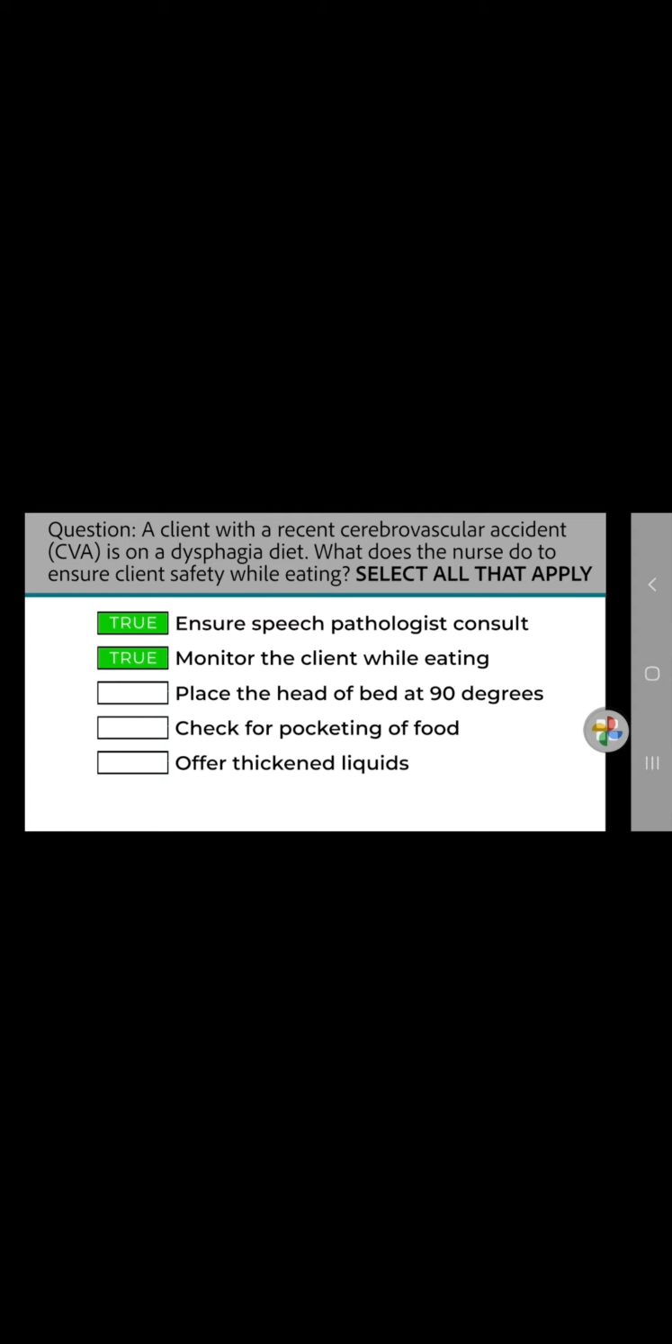Does the nurse place the head of the bed at 90 degrees? This is true. For the client with dysphagia, the safest sitting position is straight up. So unless there's contraindications, they should be straight as possible in the bed or in the chair. Should the nurse check for pocketing of food? This is true. Clients with dysphagia often pocket food. Should the nurse offer thickened liquids, true or false? This is true. The nurse should offer thickened liquids, as these are easier to swallow.